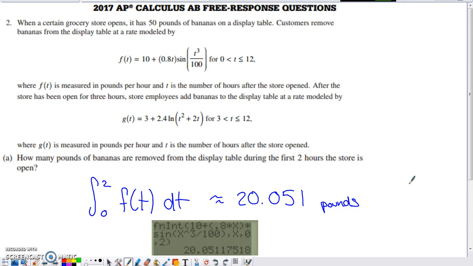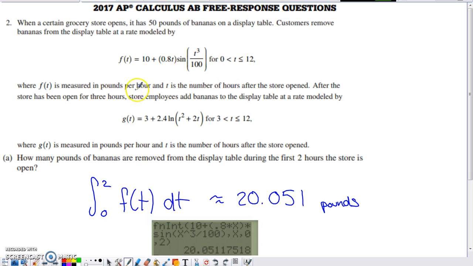So in this video, we will discuss the banana problem from the 2017 AP Calculus exam. This was number 2. It was a free response question that allowed you to use a calculator. And if you read the problem statement, a grocery store opens and it has 50 pounds of bananas on a display table. Customers are going to be removing those bananas from the display table at a rate modeled by f of t, which holds on the interval from 0 to 12.